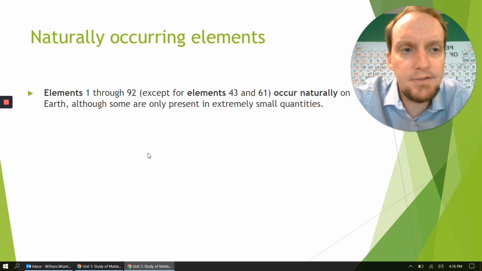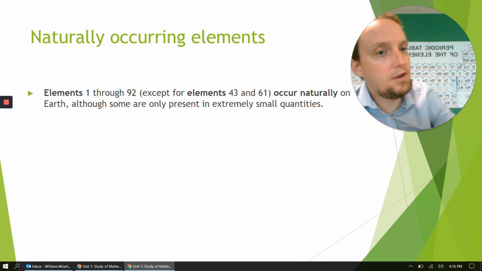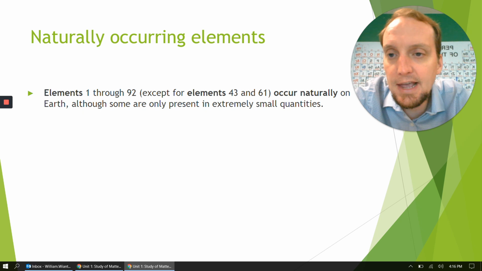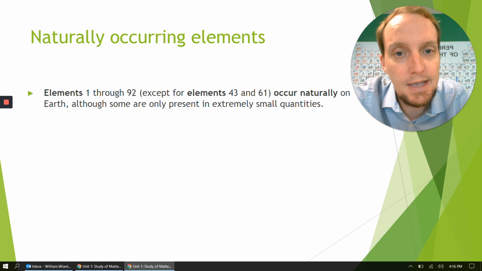This I found kind of interesting, but let's go ahead and cover it. It says that of the naturally occurring elements on Earth, basically there are 118 elements in the universe. We on Earth have 1 through 92, with the exception of two, which are 43 and 61.